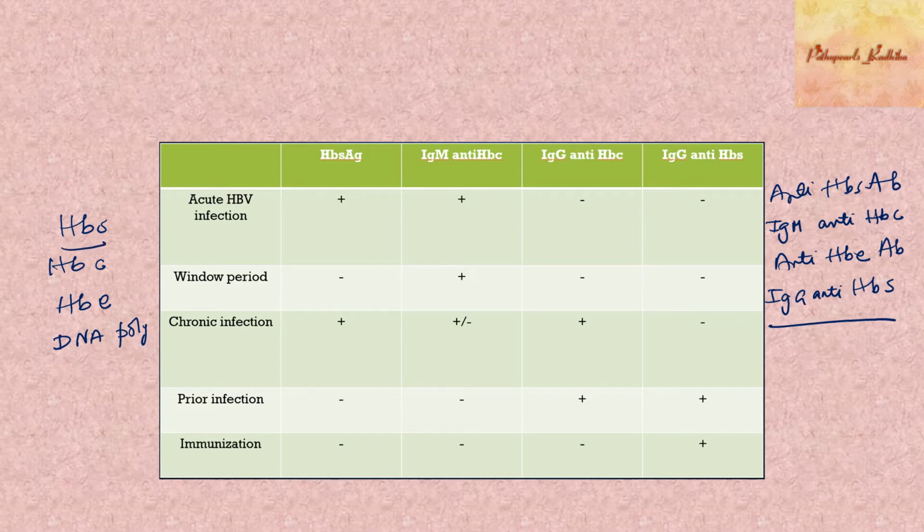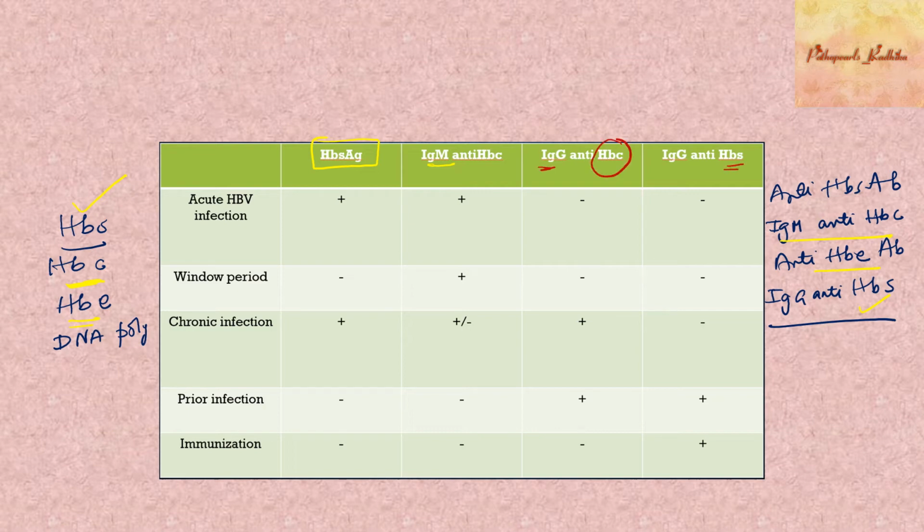So corresponding to the antigen, you have antibody, right? For surface antigen, you have IgM and IgG anti-HBs antibody. For hepatitis B core antigen, you have IgM and IgG anti-HBC antibody. And for the precore HBE protein, you have anti-HBE antibody, right? So likewise, you have different types of antibodies, okay? So don't get confused. Look at this. You have HBs antigen. Then they've given IgM and IgG anti-HBC.